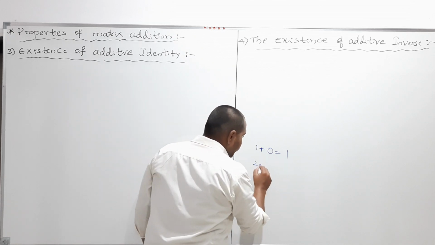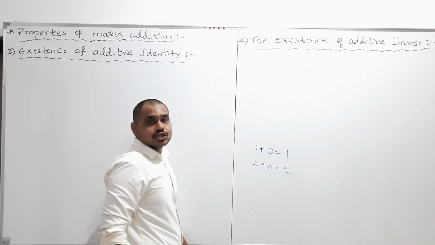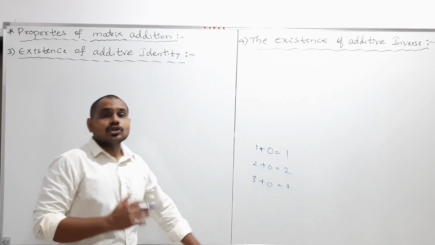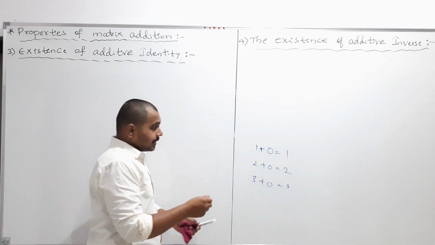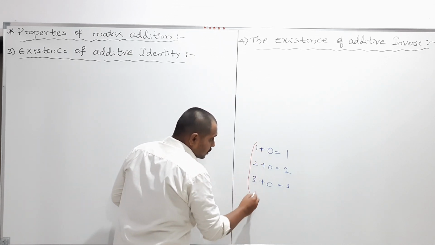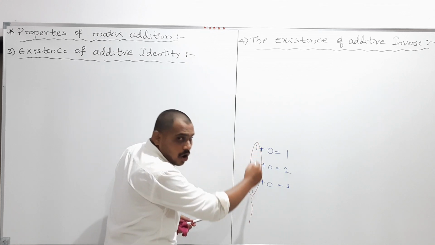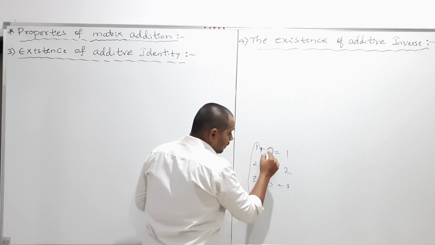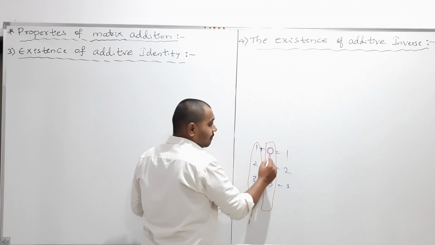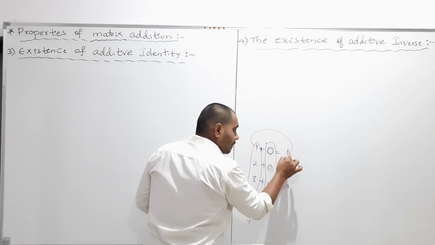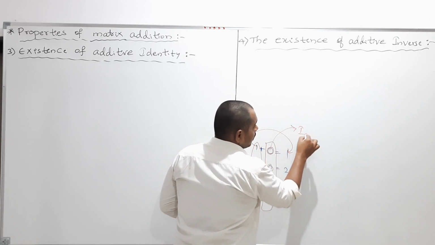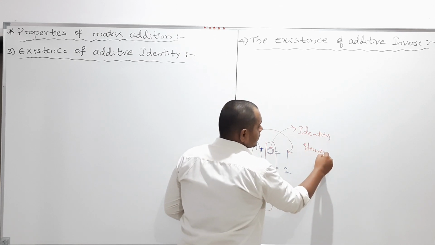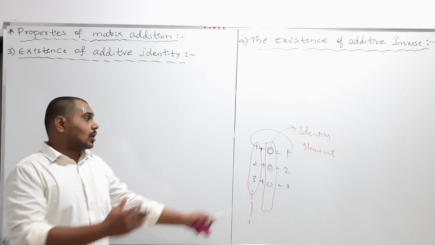Next, my dear students, 2 plus 0 is 2, and 3 plus 0 is 3. So what does identity mean? Identity means, for all numbers, you can take any number, if I add the 0 element, I am getting the same element. Therefore, 0 is called the identity element. So here 0 is called the identity element. This is the concept here, my dear students.